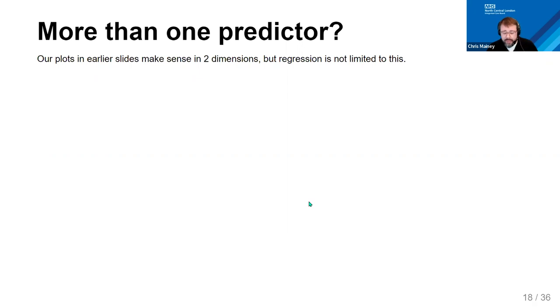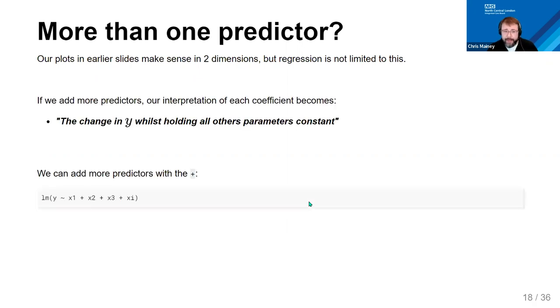So regression can deal with this. It's not really limited by the number of dimensions unless you're very short on data. There are some rules about how many data points you really need for how many predictors you put in. But there are methods, again, that get around that sort of thing. But let's work on the principle of adding just a few more for the moment.